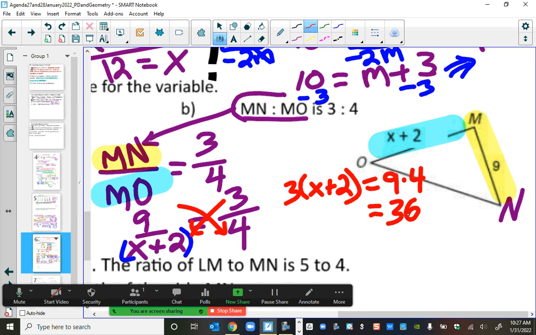And then with the 3 times (x plus 2), remember, what property must we use to simplify that, get rid of that parentheses? Begins with a D. What property? Distributive property. So what's 3 times x? 3 times x is 3x. And then what's 3 times 2? Plus 6. All right.